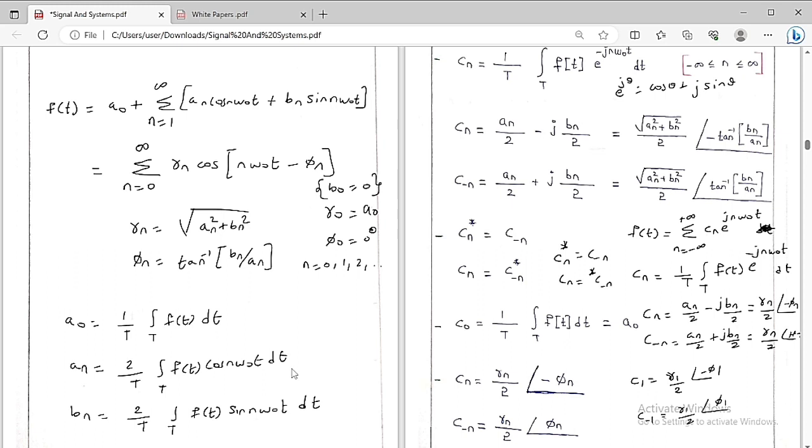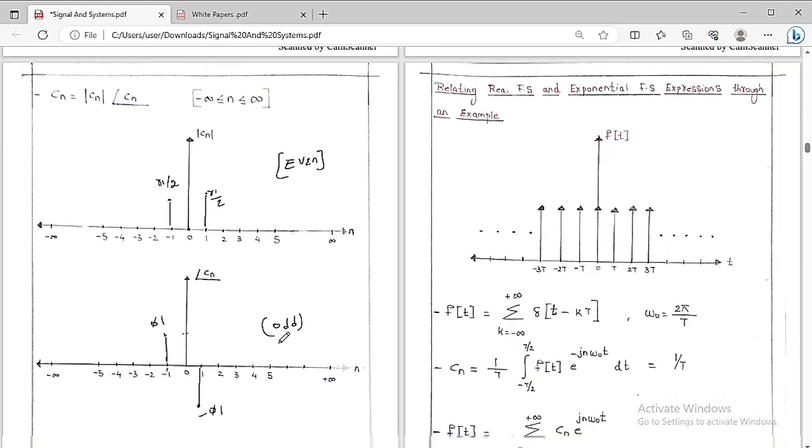Definitely the exponential Fourier series coefficient will have the magnitude and the phase angle. So the magnitude spectrum is always an even spectrum, and the phase angle spectrum is always an odd spectrum. These things you always have to keep in your mind. So this is all about the exponential Fourier series.